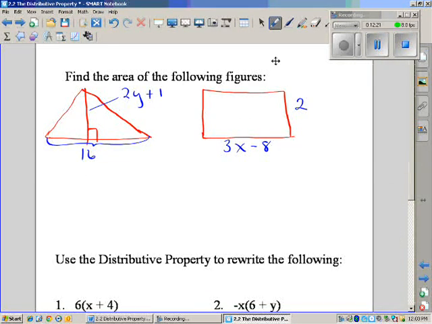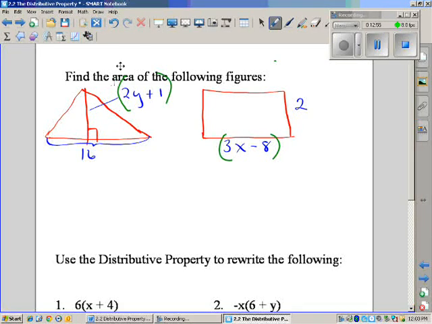Okay, I think that what we're doing next is on the back of your page. We're going to find the area of a couple figures. And you might guess that we're going to use distribution when we're doing this because that's what we're learning about today. So what I want you to do first, when you get a problem that looks like this, and you have an expression like the height of this triangle is 2y plus 1, you need to put parentheses around him. That's going to tell you that we're probably going to end up having to distribute somewhere. And the same thing on this rectangle.